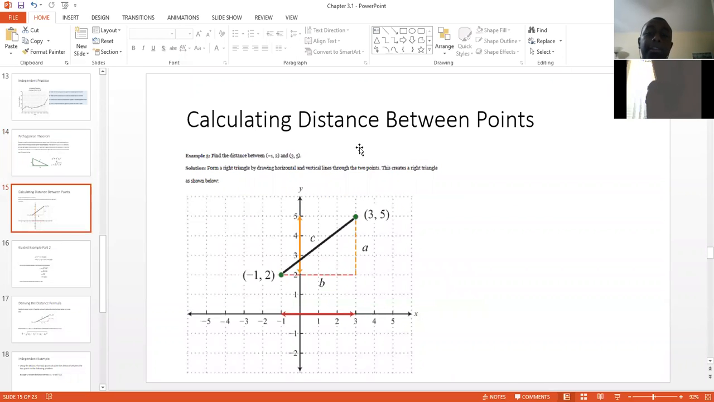Okay, so calculating distance between points. Using the Pythagorean theorem, we're going to find the distance between (-1, -1) and (2, 3). So these are the points. You draw the line going down and the line going across to form a right triangle, and you're trying to find the distance C. So we're just going to plug in the formula.